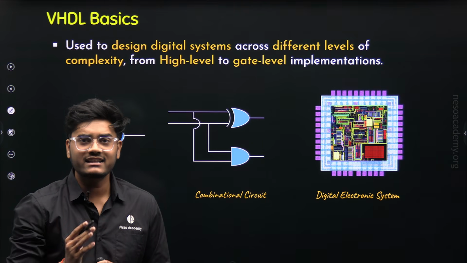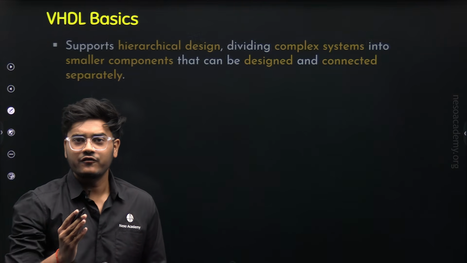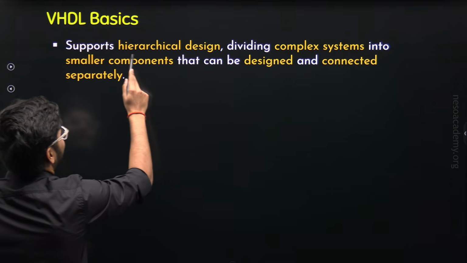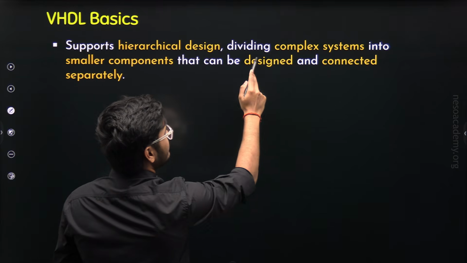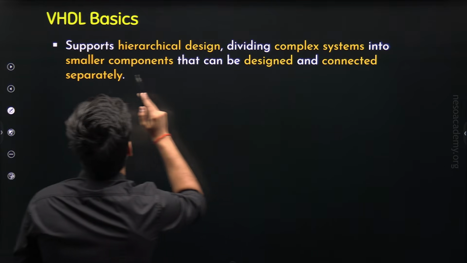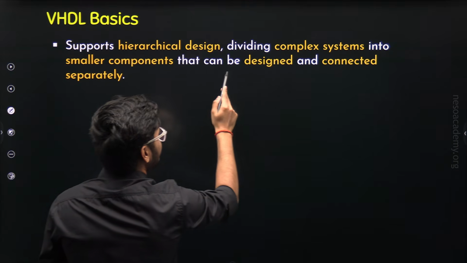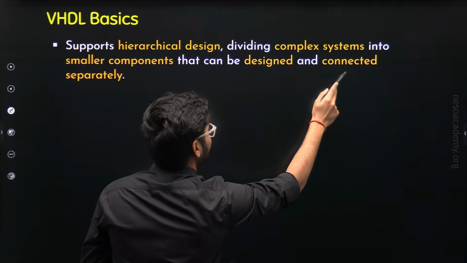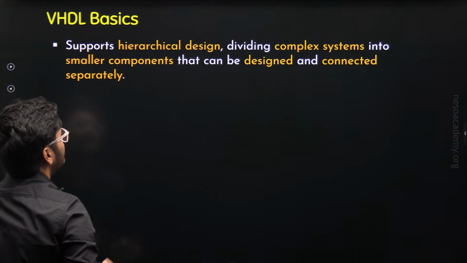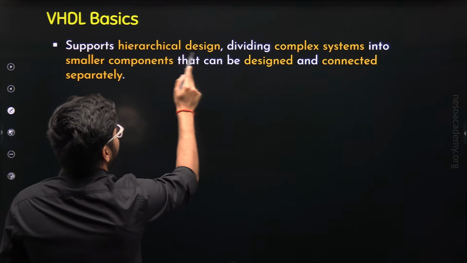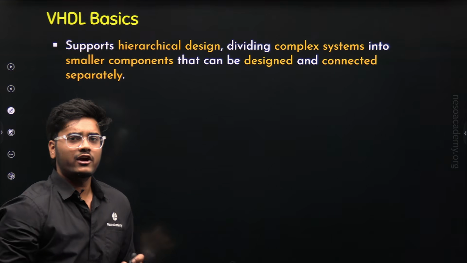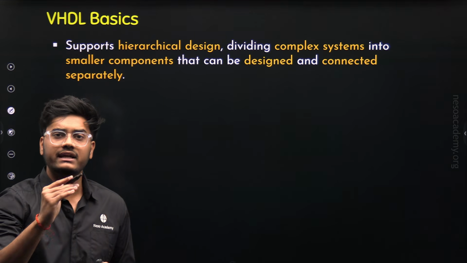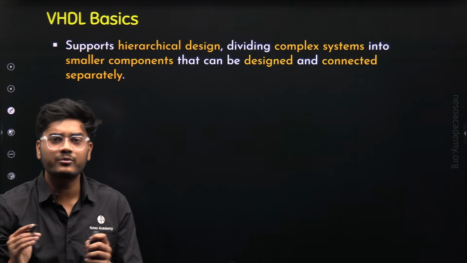So, let's see another function of VHDL. VHDL supports hierarchical design, dividing complex systems into smaller components that can be designed and connected separately. Now, what is hierarchical design? It is a way of designing a large system by breaking it down into smaller components.